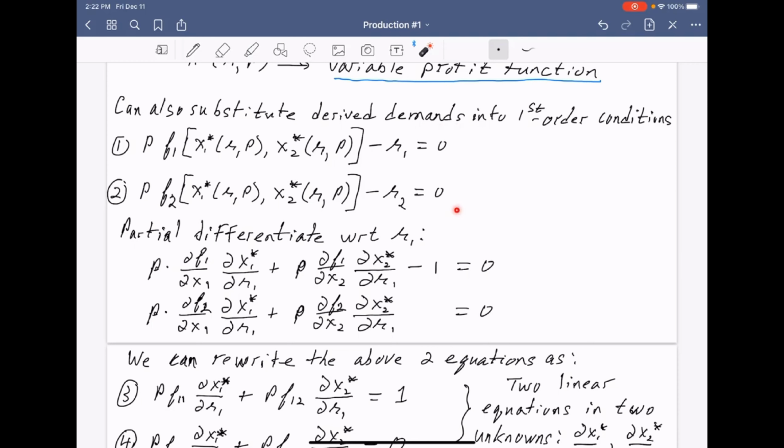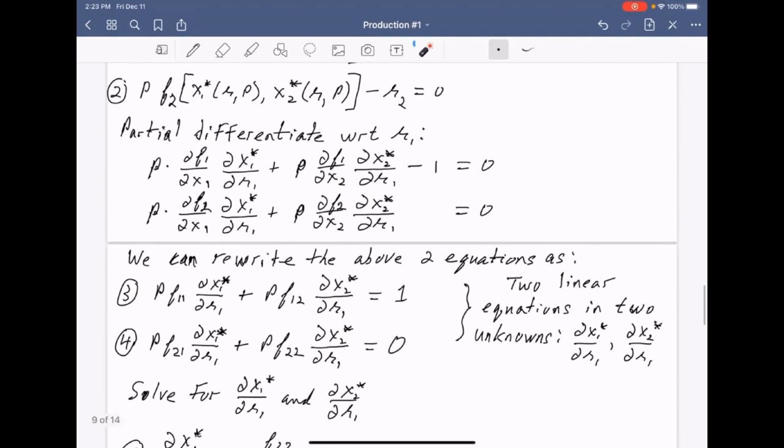So we have these two equations here. We partially differentiate each with respect to R1. Notice we're going to take both equation 1 and equation 2 and differentiate them with respect to R1. Doing that, we get this result here, where we have this minus 1 because we have the R1 here. We don't have anything here because we're differentiating with respect to R1, and there's no R1 here, so the derivative of R2 with respect to R1 is 0.